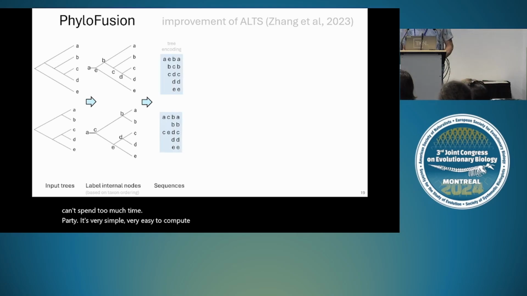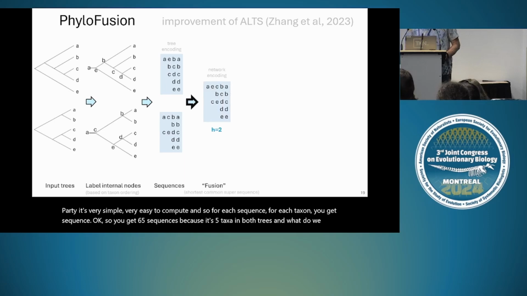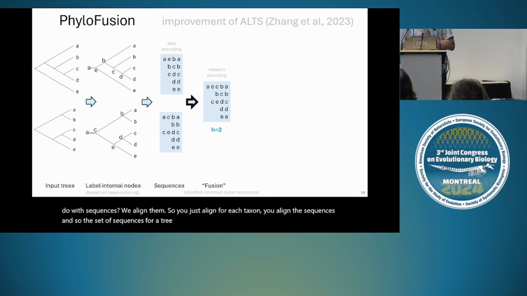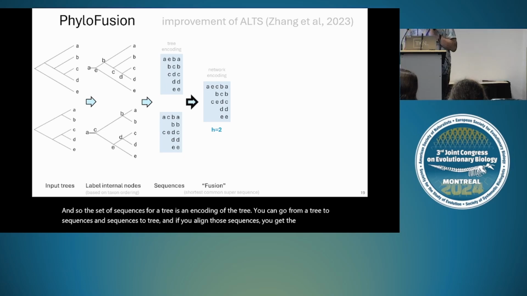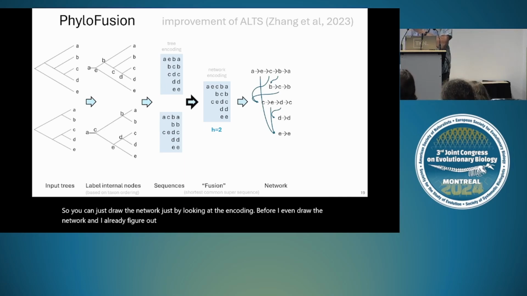And so for each taxon, you get a sequence. You get 5 sequences, because there are 5 taxa in both trees. And what do we do with sequences? We align them. So for each taxon, you align the sequences. The set of sequences for a tree is an encoding of the tree. You can go from a tree to sequences, and from sequences to a tree. And if you align those sequences, you get the encoding of a network. So you can just draw the network. Just by looking at the encoding, before I even draw the network, I can already figure out the hybridization number too. It's an encoding, so it contains everything you want to know about it.